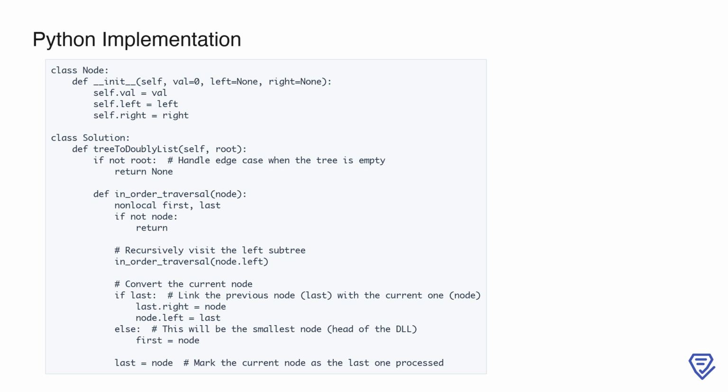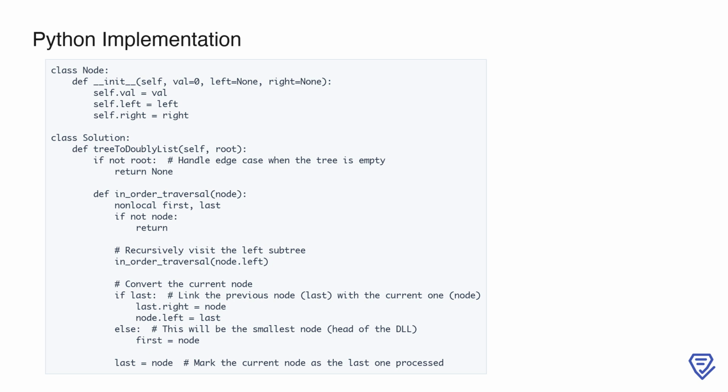Next, we define a helper function called in_order_traversal to traverse the tree using in-order traversal, which ensures the nodes are visited in sorted order. This function uses two variables, first and last, which we declare as nonlocal to keep track of the head and the last processed node in the doubly linked list. Inside the traversal, we begin by recursively visiting the left subtree to process all smaller nodes first. Once we return from the left subtree, we handle the current node.